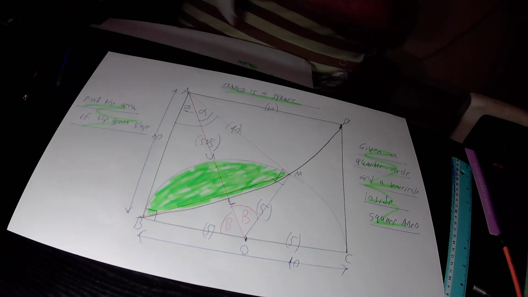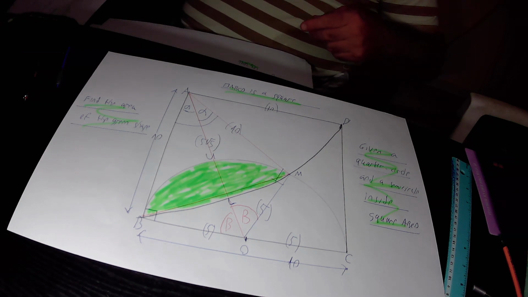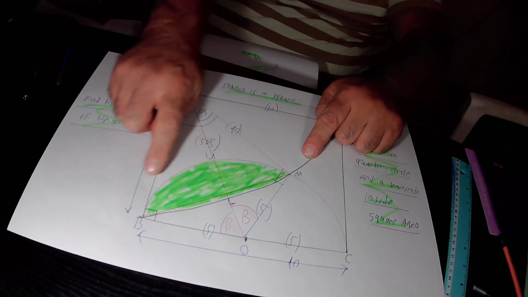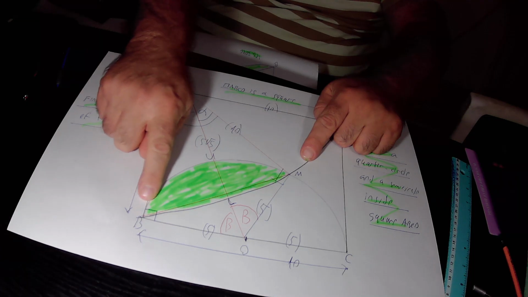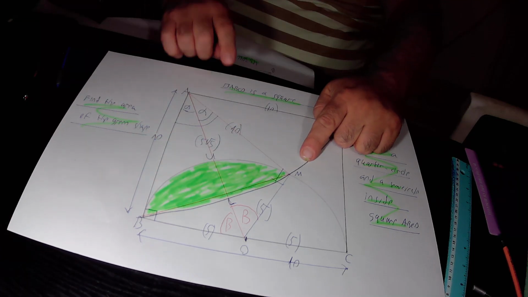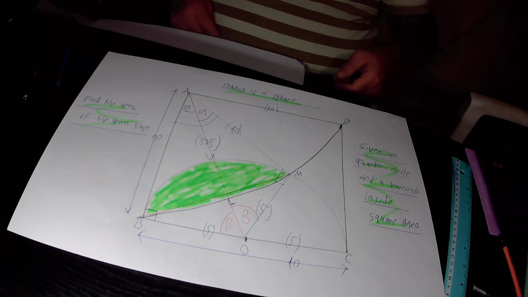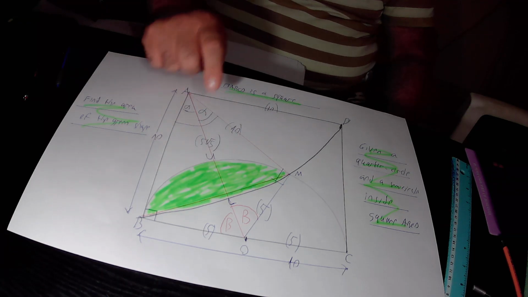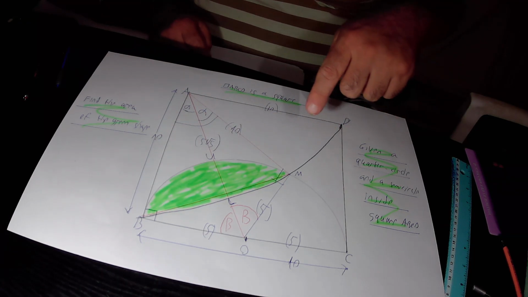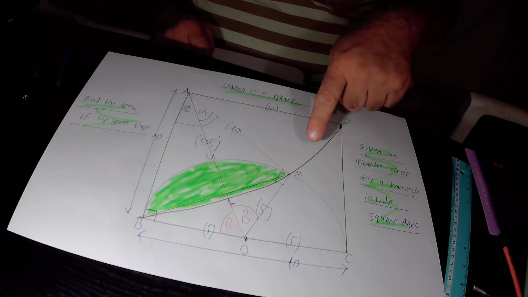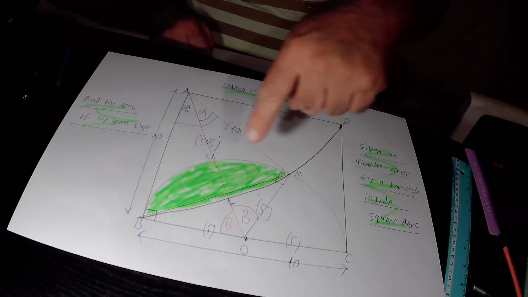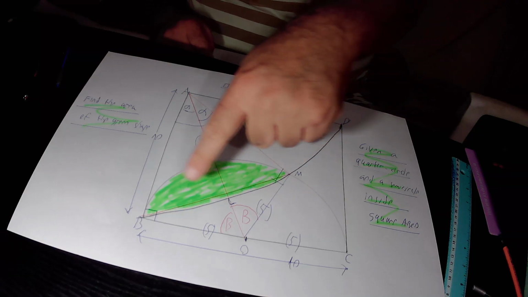So first of all, we join points M and B together by a straight line. By joining points M and B together by a straight line, we divided the green shape into two parts. We have the upper segment MUB and we have the lower segment MLB.